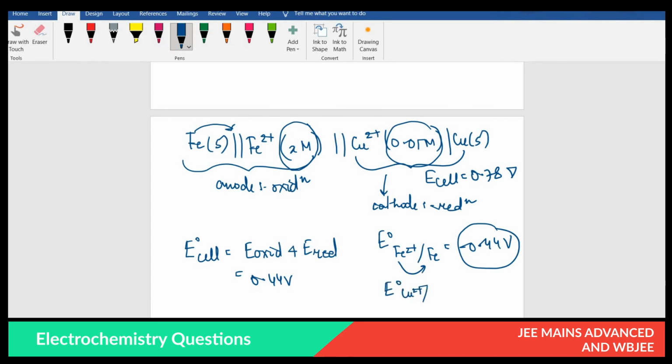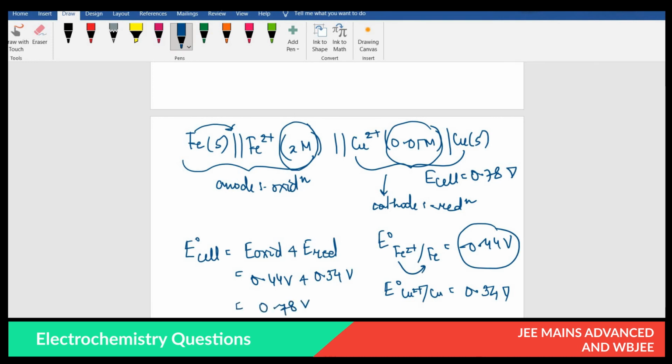And in your question, the reduction value of Cu2+ to Cu is given, and in the cell notation also it is reduction only for copper. So we don't have to change that value, which is written as 0.34 volts. So we shall happily substitute that value. So what will we get? This should come out to be 0.78 volt.